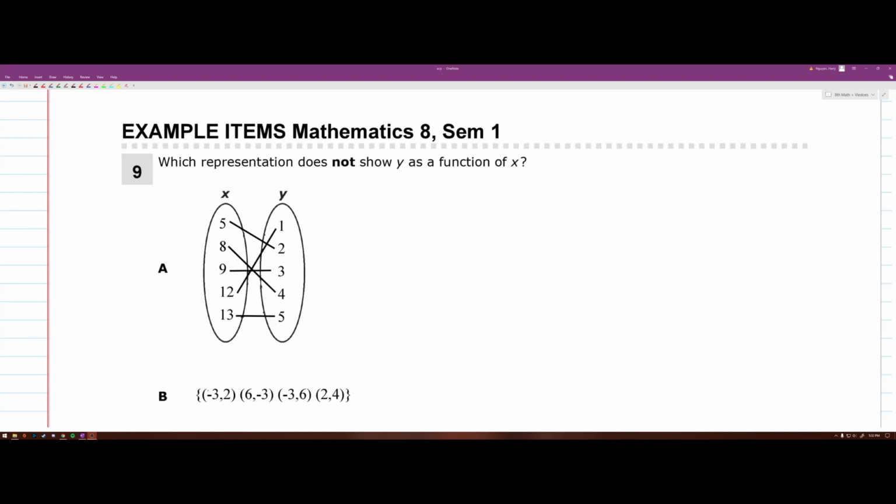Question number 9. Which representation does not show y as a function of x? So I look at this and I see the word function. Function of x. That means that whenever it says function of x, we're going to look at only x values. Look at only the x's. So then we're going to go to each answer choice and see which one's a function or not a function.